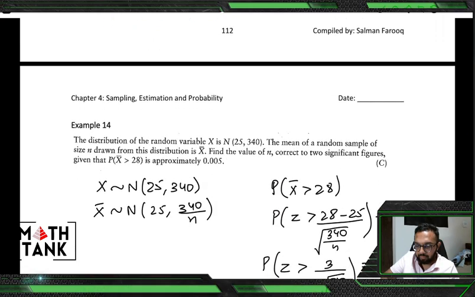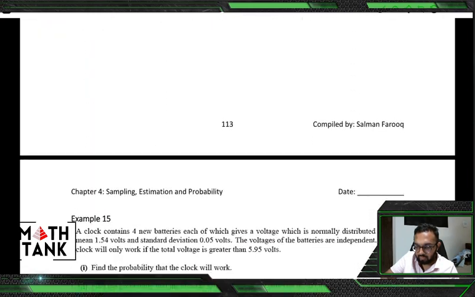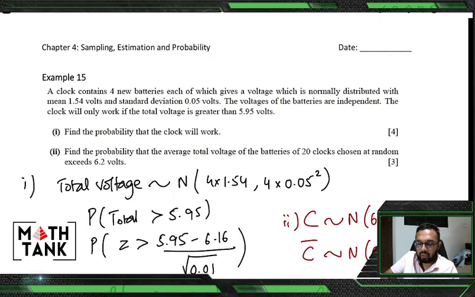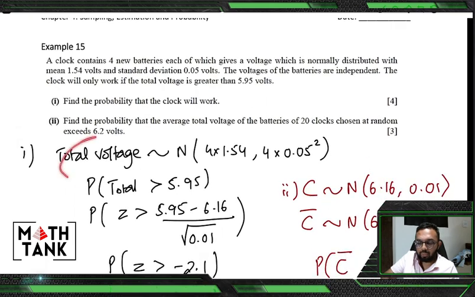Now for example, if I show you this question from the past papers, that will help you understand when to do this. It says a clock contains 4 new batteries, each of which gives a voltage which is normally distributed with mean this and that. The voltage of batteries are independent. The clock will only work if the total voltage is greater than 5.95. Find the probability that the clock will work. So the clock will work when the total voltage. So this question is about linear combination of variables.